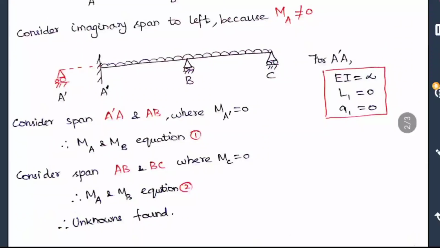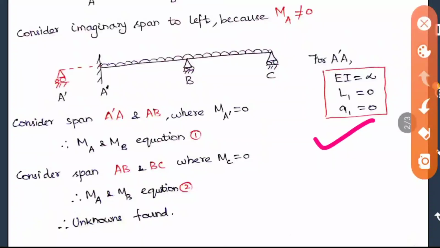When you apply A dash, this is important. EI value is infinity, L1 is 0 and A1 is also 0 because it is all an imaginary line. So when you consider it as imaginary, you have to apply everything 0 only. Obviously we are going to take that end as simply supported and the whole term we are going to consider 0 only, but this is also to be noted.